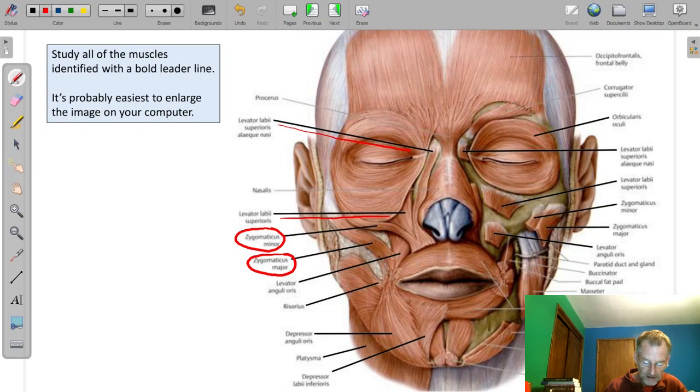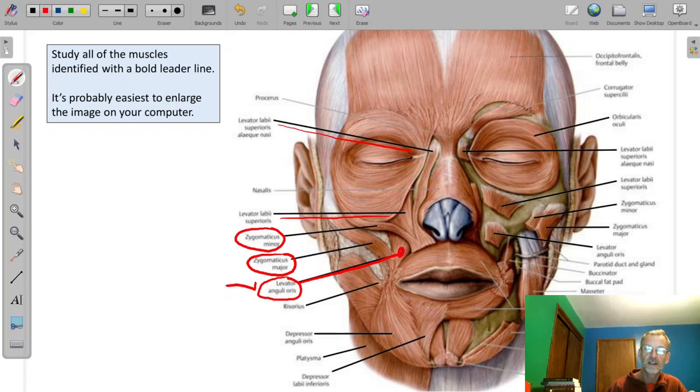I don't think it's all that effective for me to just tell you what you can figure out on your own. You need to be able to identify it and tell me what it does. For example, here is the Levator Anguli Oris. It's this muscle. Goes right to there.